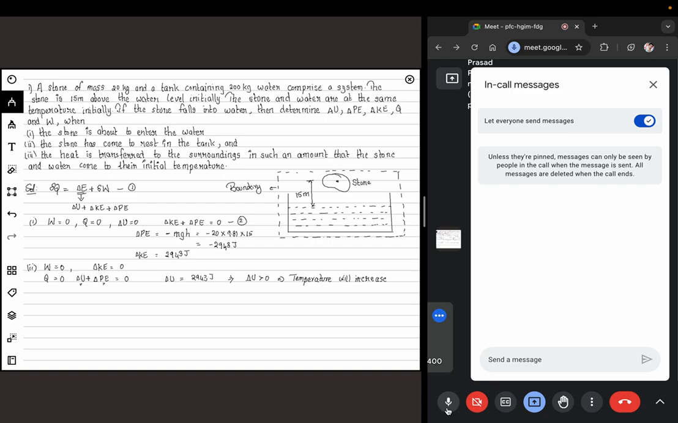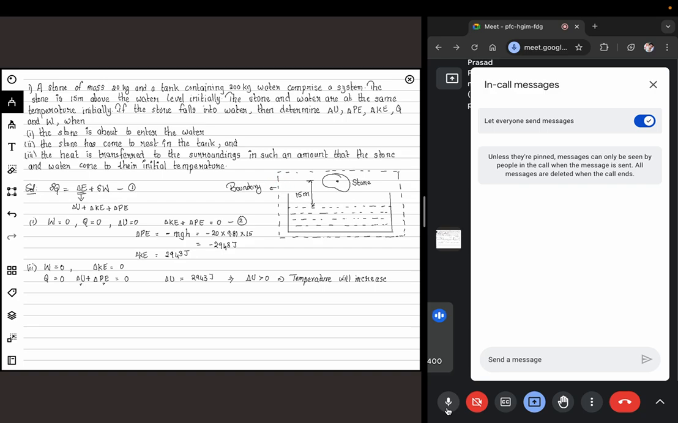And this delta U is for the total system, that is stone plus water plus tank, everything combined. So all of them combined, the delta U has increased by a certain amount. So the temperature of the entire system will increase. Previously, the stone, water as well as the surroundings are at the same temperature, so there is no heat transfer across this interface.